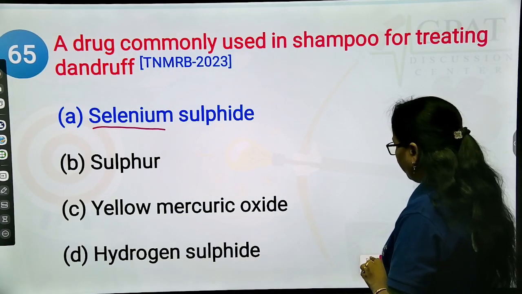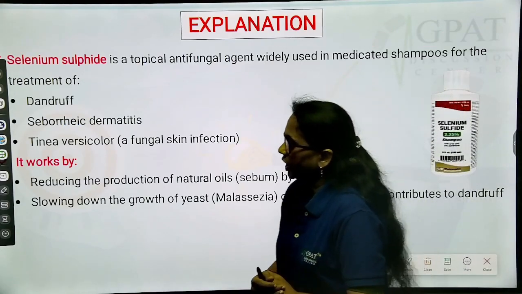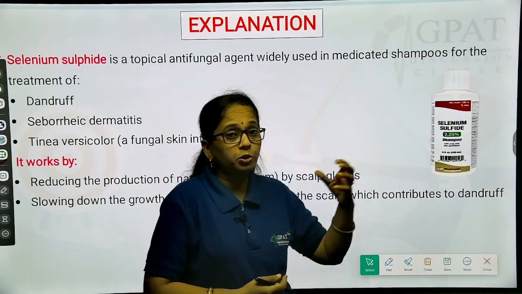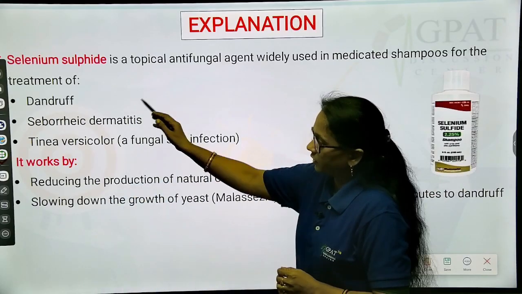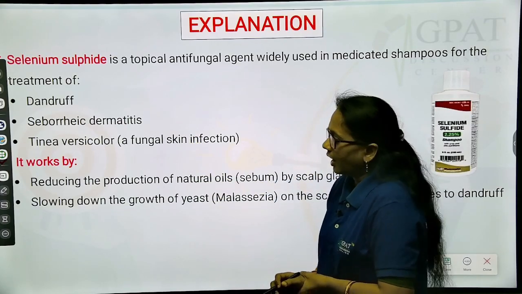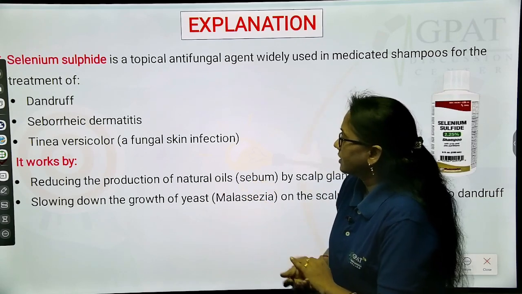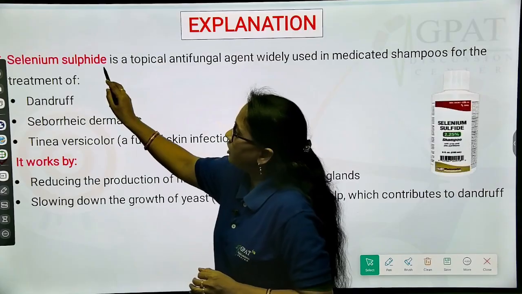Okay, if you observe selenium sulphide, the formulation is available at 2.25% as a shampoo, which can be used not only for dandruff, it is also used for seborrheic dermatitis as well as tinea versicolor. Okay, that means it is a fungal skin infection. For that we are going to use selenium sulphide.